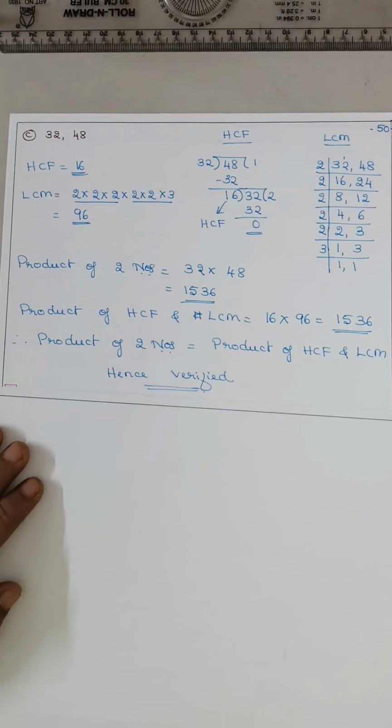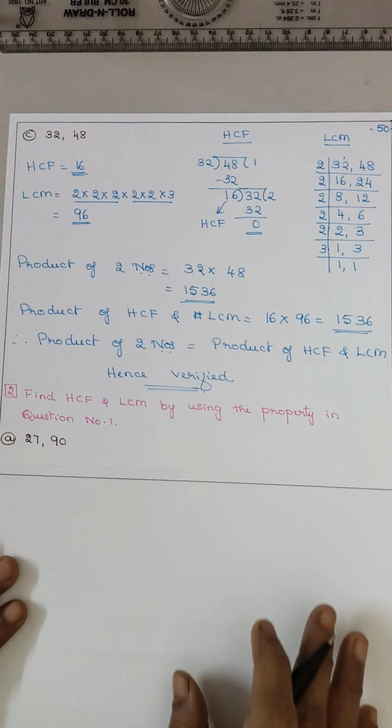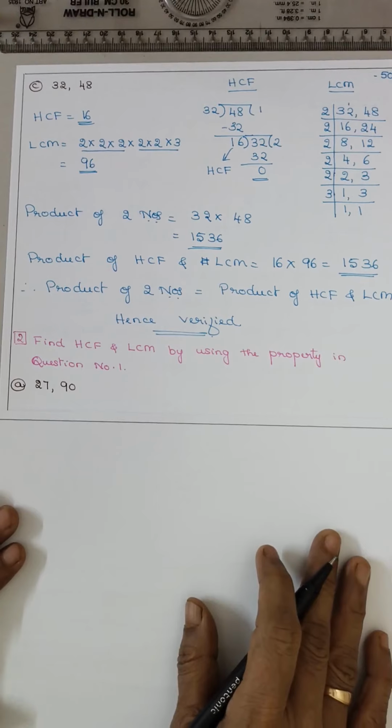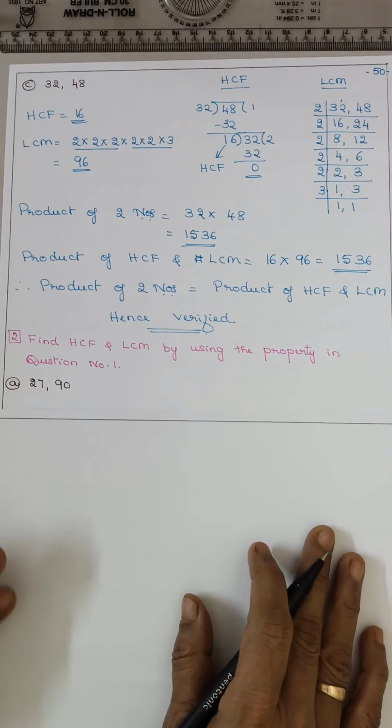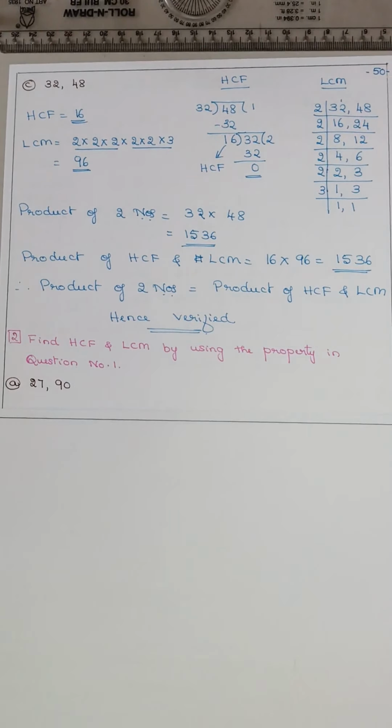Is it okay? Hope you understood this first question. So you have to find out HCF and LCM and then multiply both and see the product of two numbers is also equal to the product of HCF and LCM.